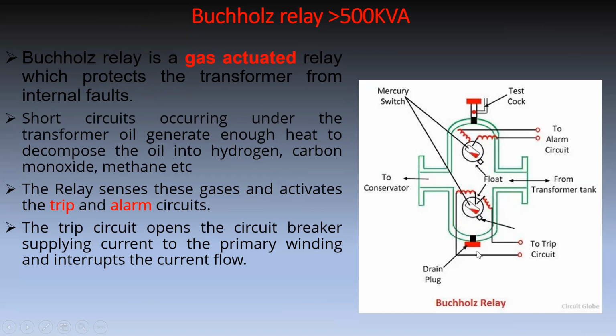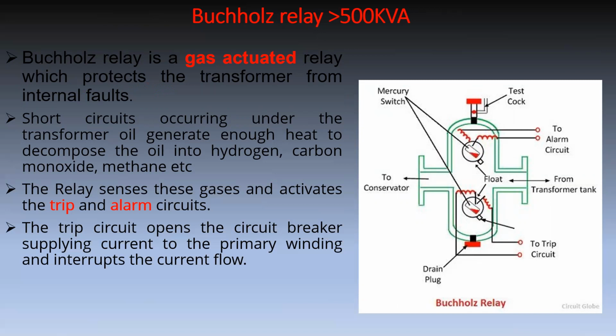Whenever a short circuit occurs, the transformer oil will produce heat. The oil generates enough heat to decompose into hydrogen, carbon monoxide and methane gases. These are all hazardous gases; hydrogen is very hazardous. The relay is going to sense this.